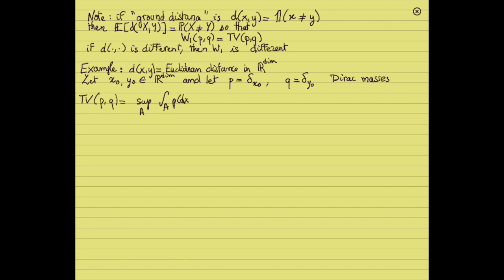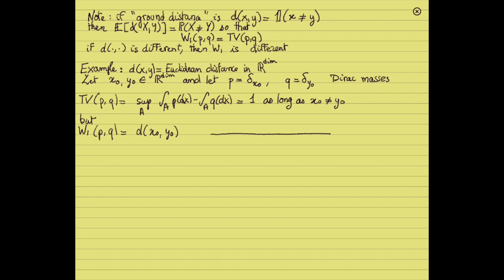So the TV between those two distributions, recall that it is defined as the supremum over all sets of the difference between the probabilities assigned to those sets. Here it will be equal to 1 for any x0 and y0. You can compute that to check. And on the other hand, the Wasserstein 1 distance between P and Q is exactly equal to the distance between x0 and y0.